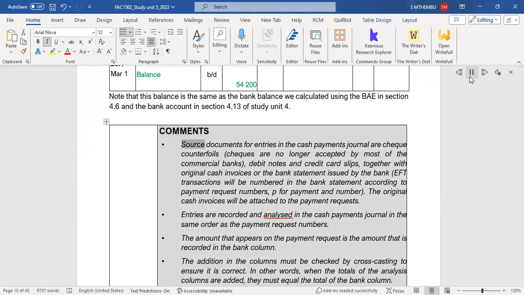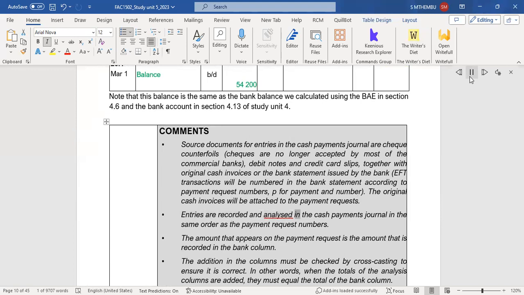Comments. Source documents for entries in the Cash Payments Journal are check counterfoils (checks are no longer accepted by most of the commercial banks), debit notes, and credit card slips, together with original cash invoices or the bank statement issued by the bank. EFT transactions will be numbered in the bank statement according to payment request numbers, P for payment and number. The original cash invoices will be attached to the payment requests.